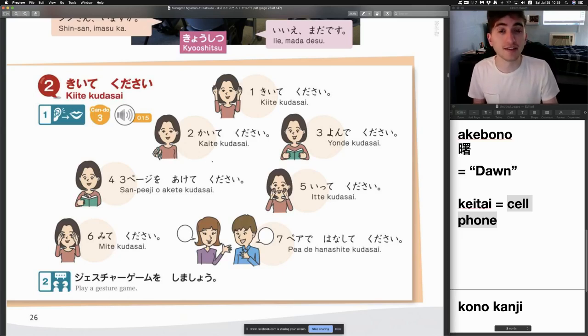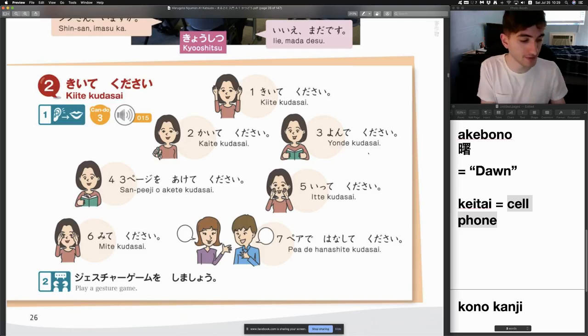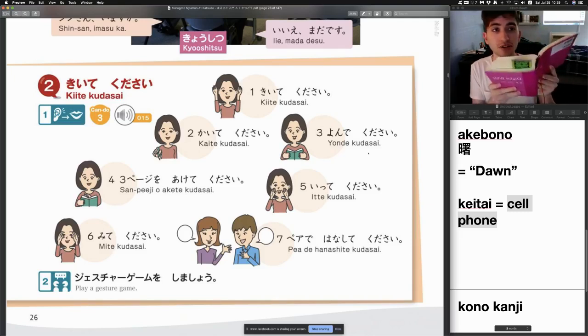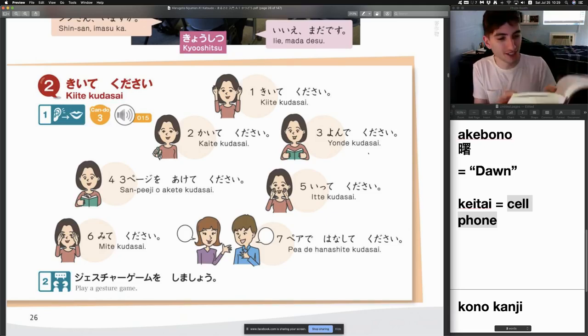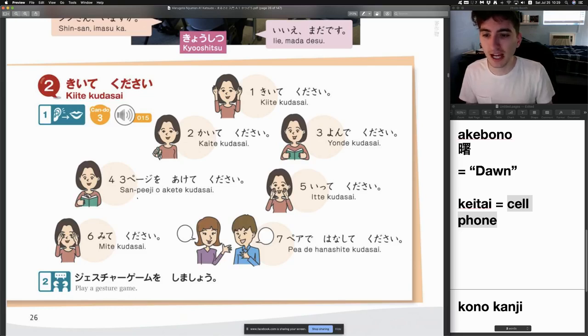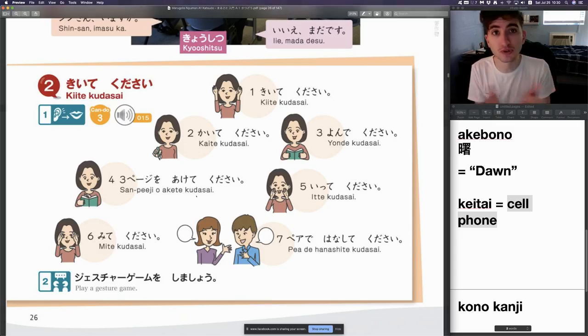Number 2. 書いてください means please write this, please write it down. Number 3 over here. 読んでください. If you have a textbook, or the Bible, I don't know. 読んでください. Please read it. Number 4. 3ページを開けてください. You could just look at the last part of this. 開けてください means to open, like a book or something. Open a book.